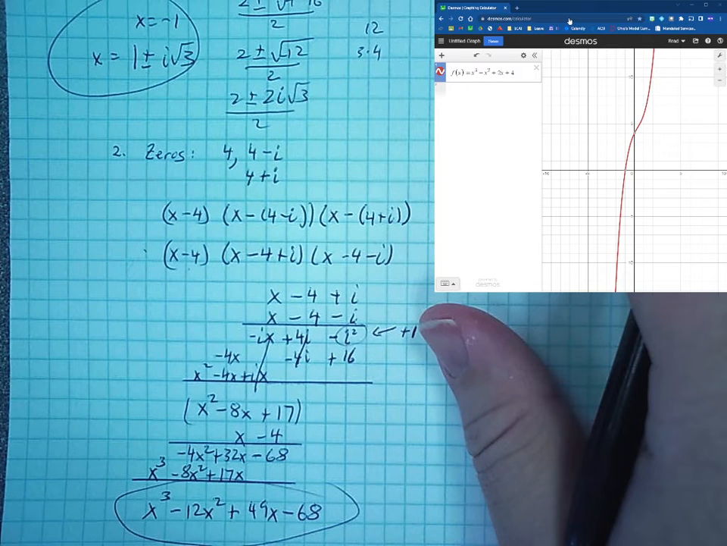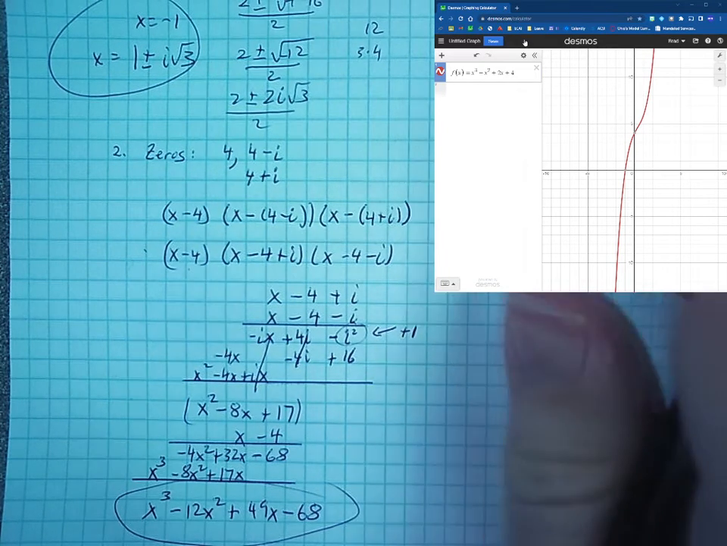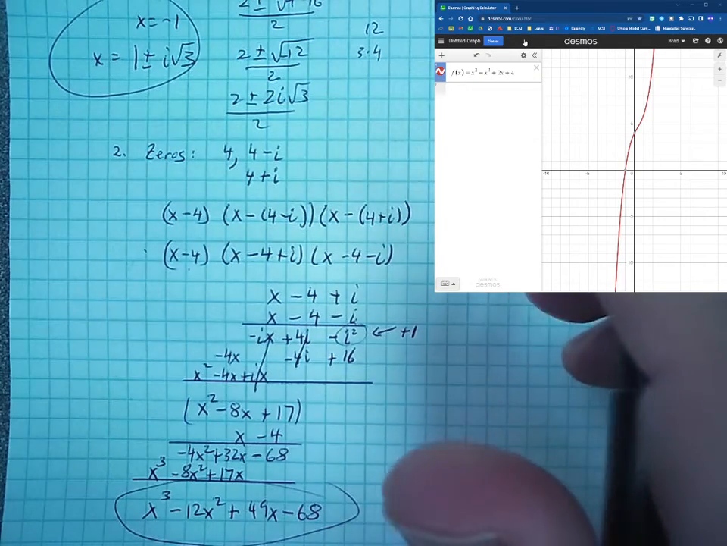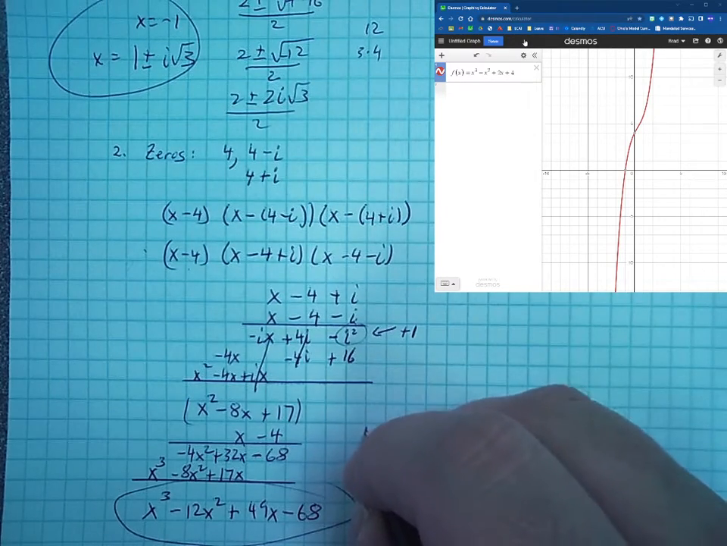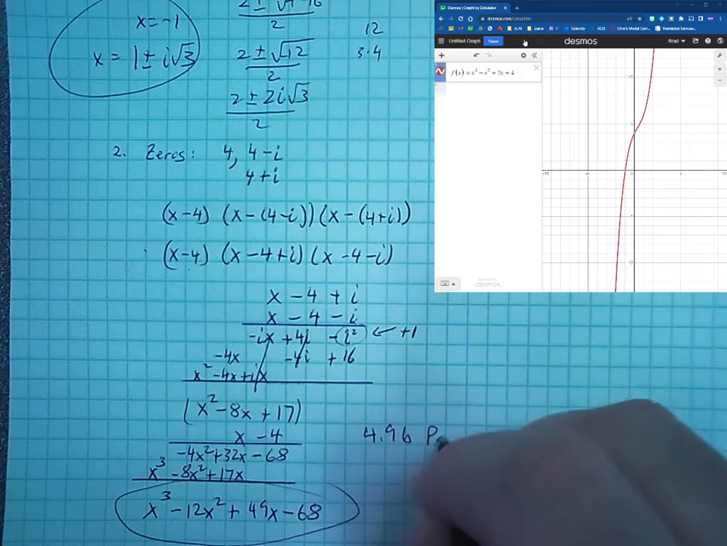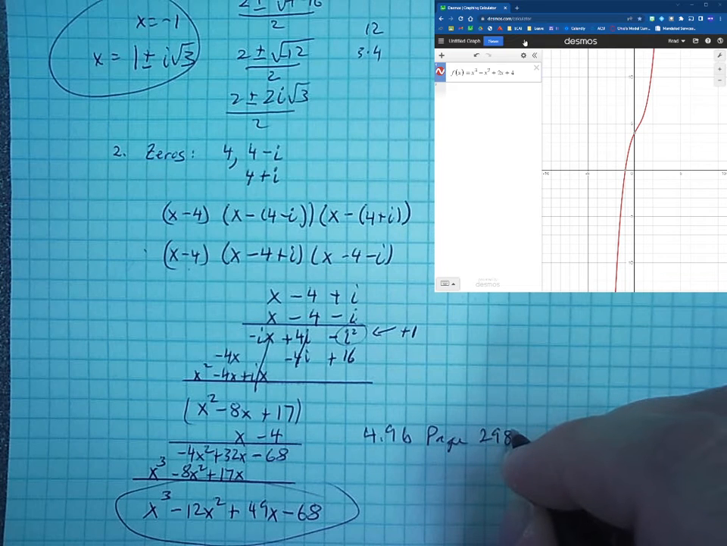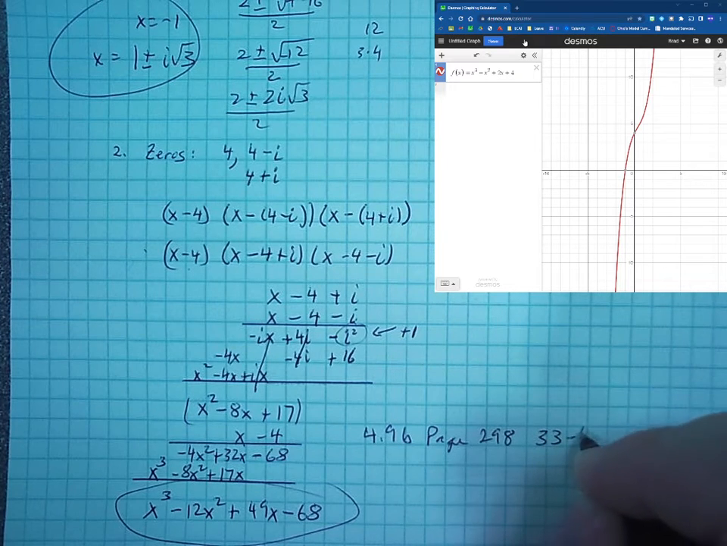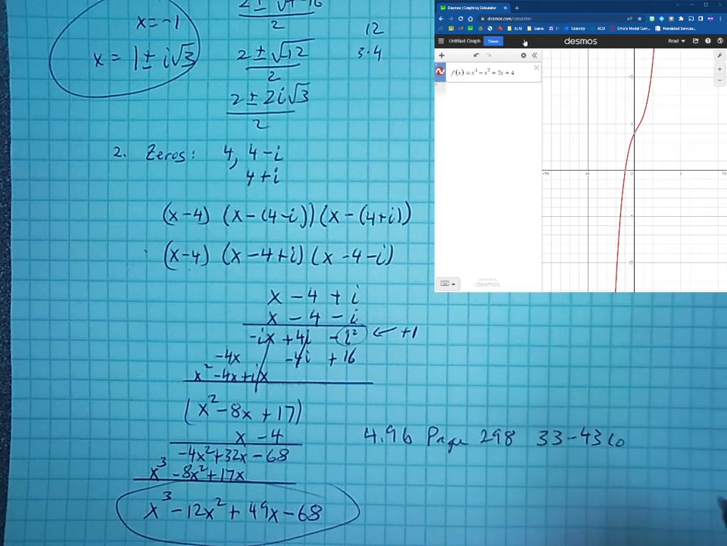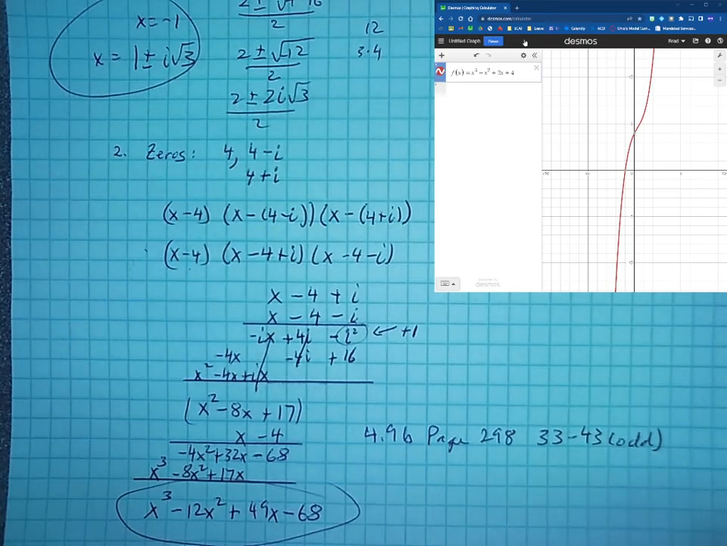Your assignment for 4.9b, I already put in Classroom yesterday. Oh, I thought I did, but I did not. 4.9b, you're going to be doing page 298, 33 through 43 odd. What? That's only 5 problems. 1, 2, 3, 4, 5, 6. I don't need to give you 12 though. 2, 3, 4. Oh, it's 6. That's fine. It's only 6 problems for today. Enjoy.